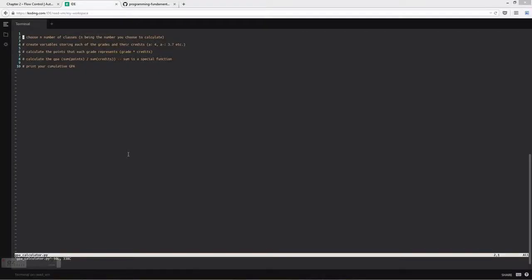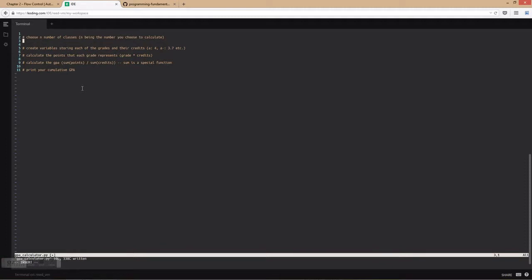Alright, this is my solution for the GPA calculator. This is going to be a little bit different than the tip calculator. We're not going to do as much asking the user for things. We're going to just kind of hard code some of these values ourselves. So first we're going to choose the number of classes that we want.